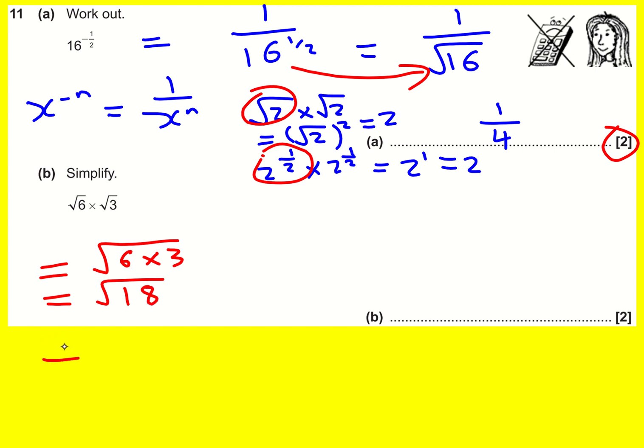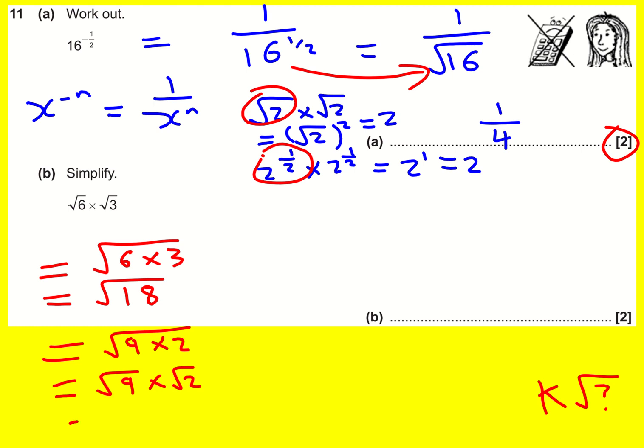So at this point, we try and find a square number. That's what when we say simplify, we mean we're trying to write it as k times the root of something. We're trying to bring a square number out and then leave a surd that we can't simplify inside. And you can write 18 as 9 times 2. 9 is the largest square number that goes into 18. So then I can write it as root 9 times root 2, which is 3 root 2, which is the answer.